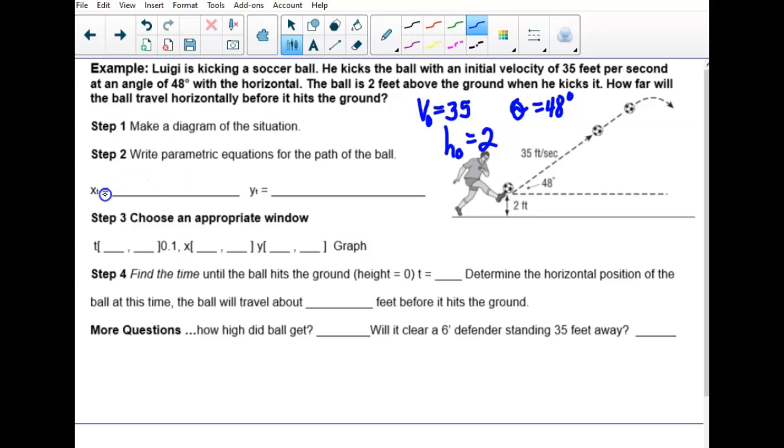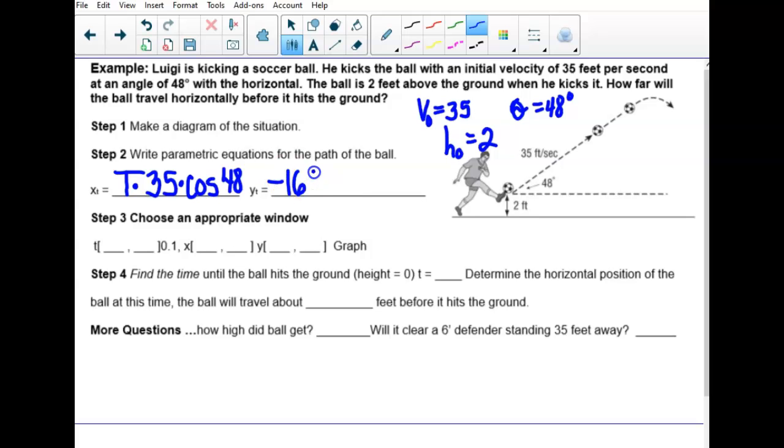Okay. So the formula for x, I'm going to put the t out front because I think then you won't forget it. You can do 35t cosine of 48. Okay, so I'm plugging these in. We just said it's initial velocity times time times the cosine of the angle. All right, anybody know what we're going to put for y then? What did we just write down?